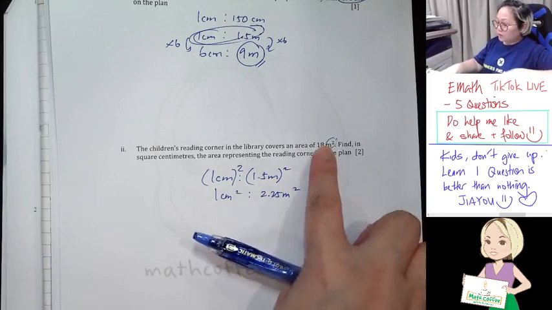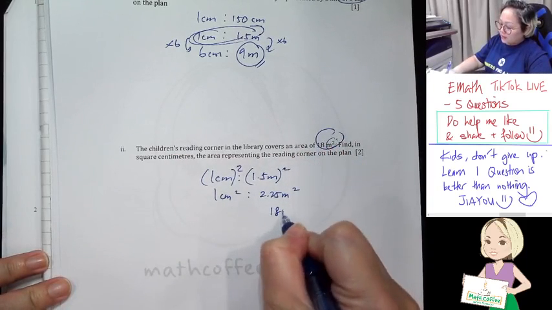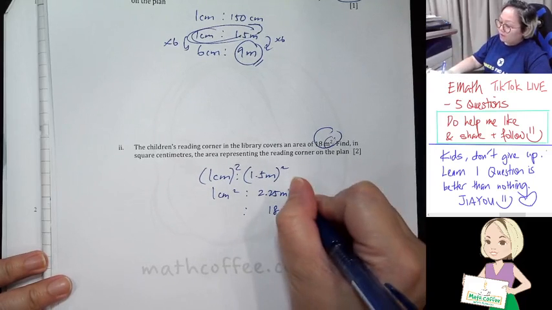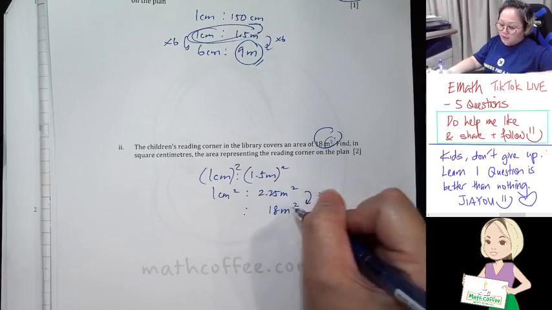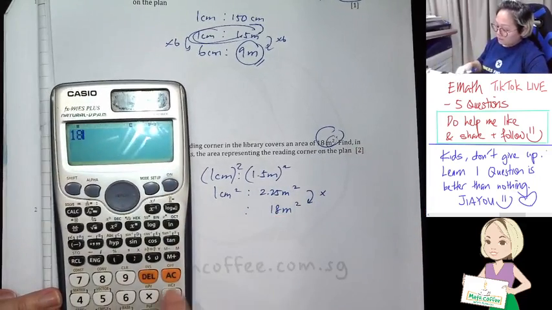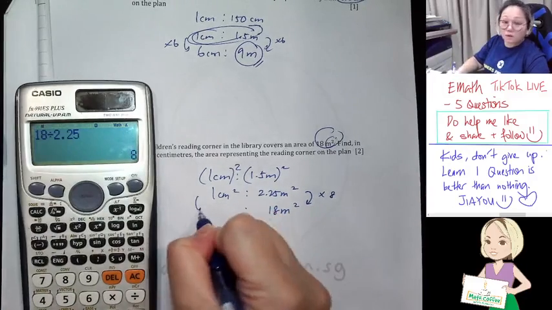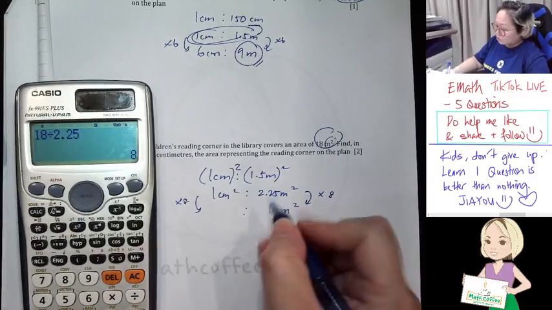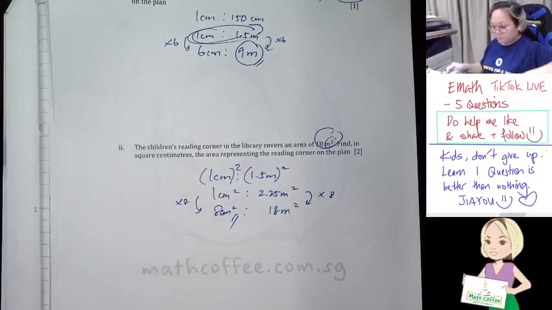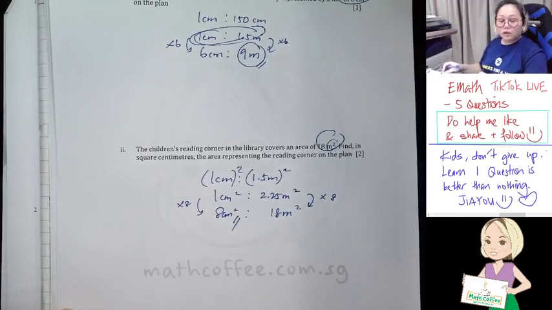They say the actual, see, this is actual. So when actual, that means you have got to put on this side. So you need to ask yourself, 2.25 multiplied by what gives you 18? Right? So what you do is, you're going to take 18, divide by 2.25. So I know, oh, I just times 8 can already. That means this side also multiply by 8. So I get 8 cm squared. Done. Ta-da! All good?